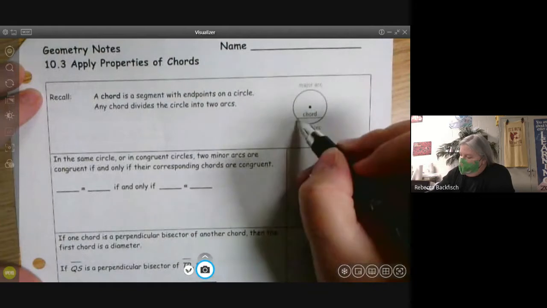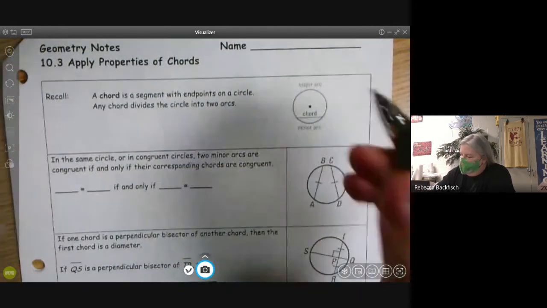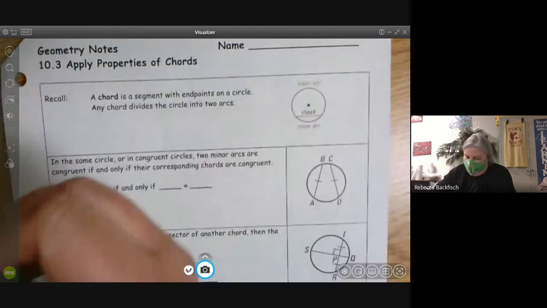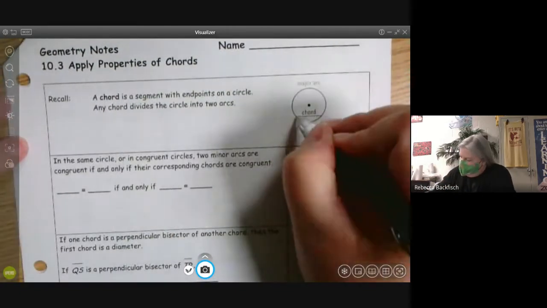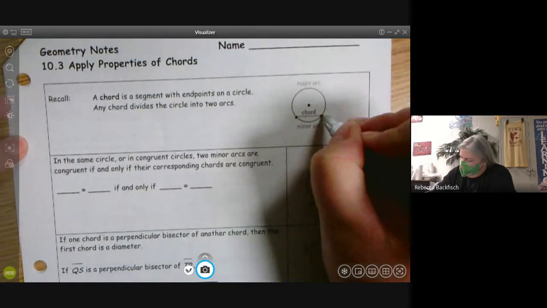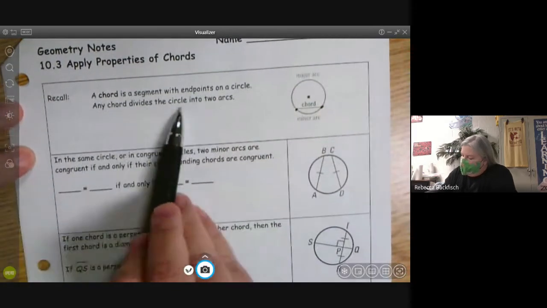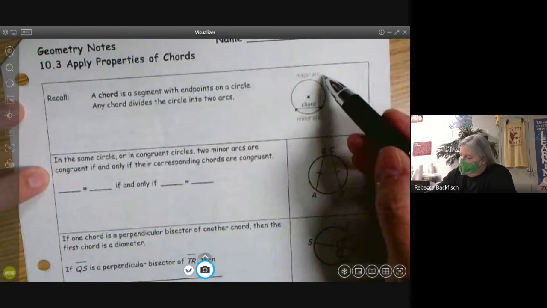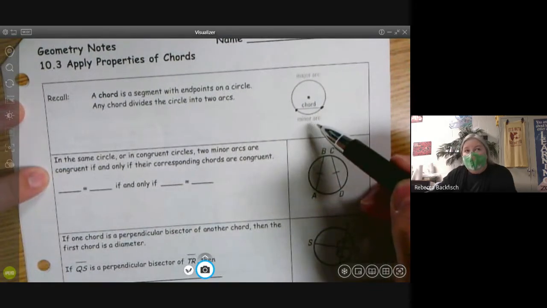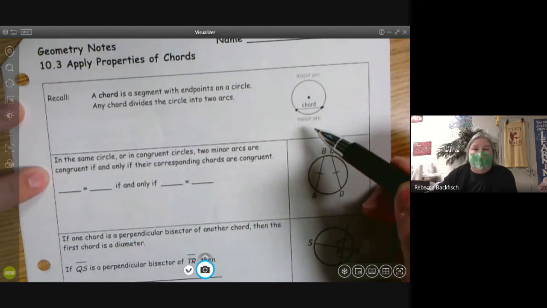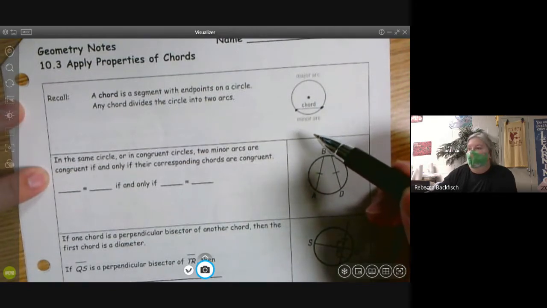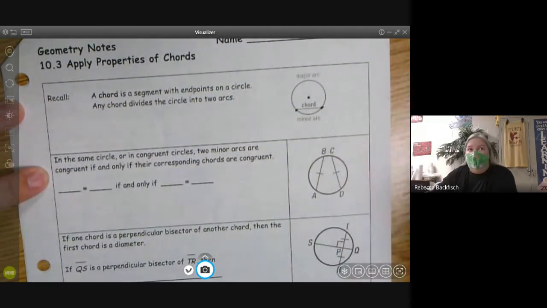So here we've got a chord, oh, new pen. Endpoints on the circle. Any chord divides the circle into two arcs, a major arc and a minor arc. Now, actually, it's not always a major and a minor arc. What type of chord would not divide it into a major and a minor arc? Diameter. Perfect, a diameter. When your chord's a diameter, it just divides the circle into two half circles, two semicircles. But otherwise, it's going to make one that's bigger than the other, so that would be a major arc and a minor arc.